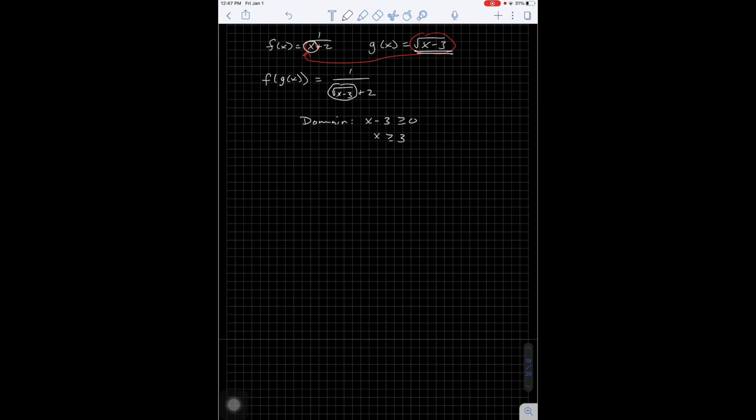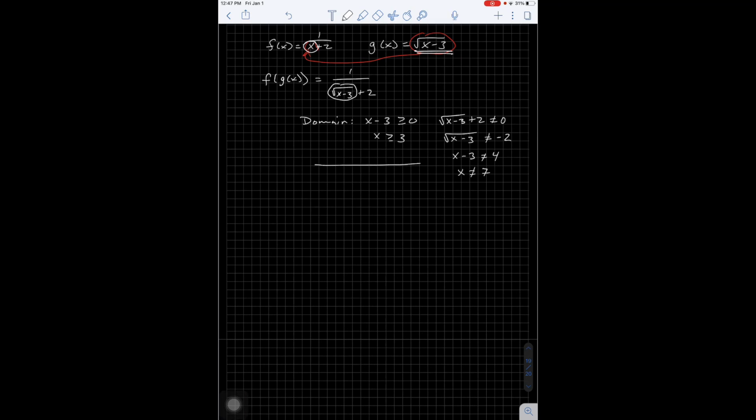The second issue that I have is I have a fraction. So the way I deal with fractions is I take the denominator and I make it not equal to 0. And I solve this. So if I subtract over the 2, then I square both sides, and then I add the 3. So I get x can't equal 7.